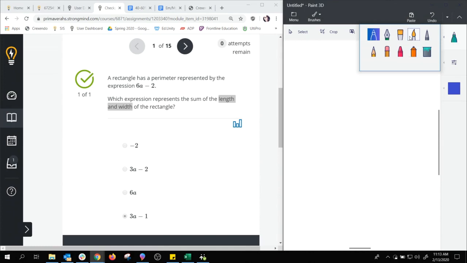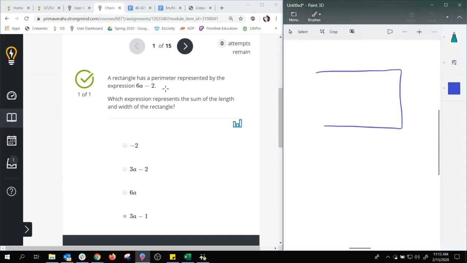So we have a rectangle that has a perimeter that's represented by 6a minus 2, which means that if I add up all four of these sides, it will equal 6a minus 2. And I want to know which expression represents the sum of the length and width, meaning I only want to know one of each. So I'm only looking for this side here and this side here.